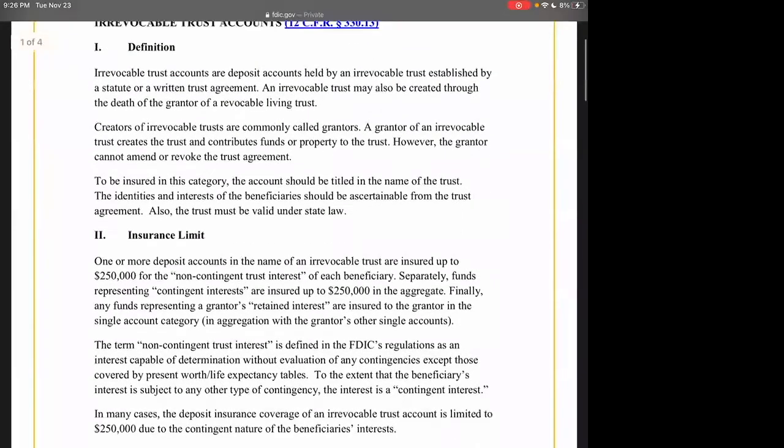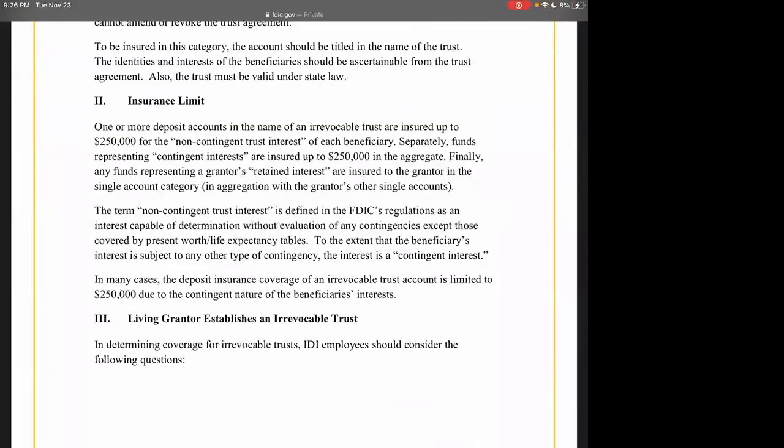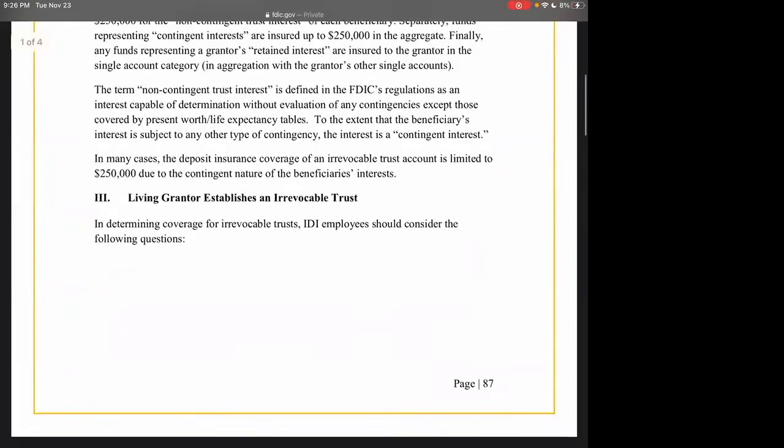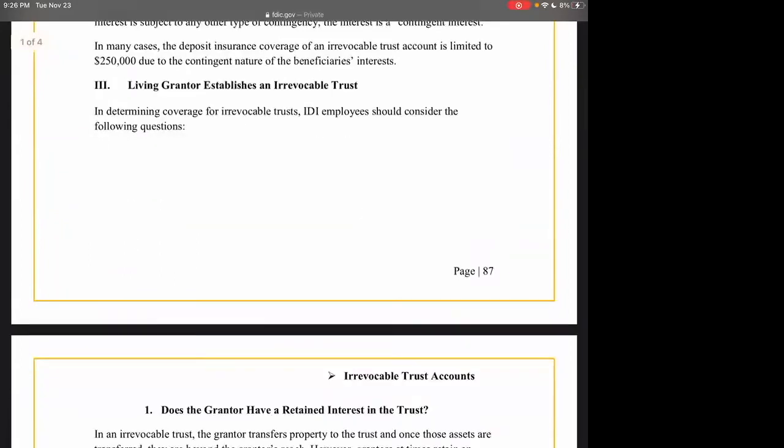So this talks about the insurance limits because of FDIC insurance, $250,000. Okay, a living grantor establishes a revocable trust. So this is for the people who have a living trust, or living will, or what's it called. All right, in determination of coverage for irrevocable trusts, IDI employees should consider the following questions.